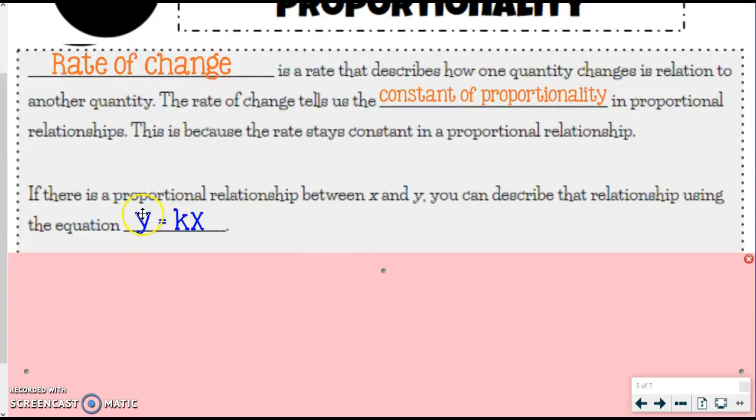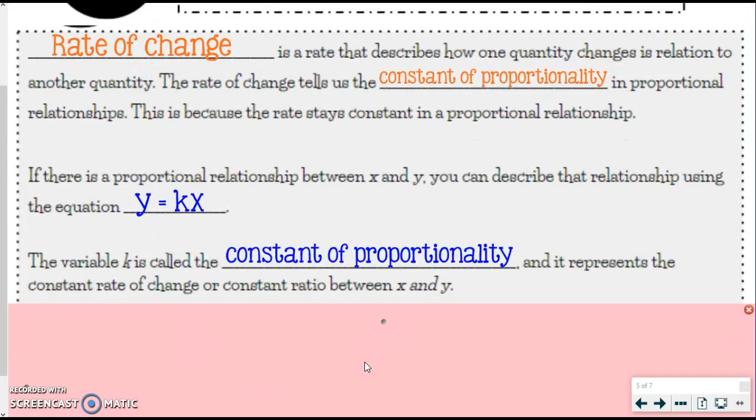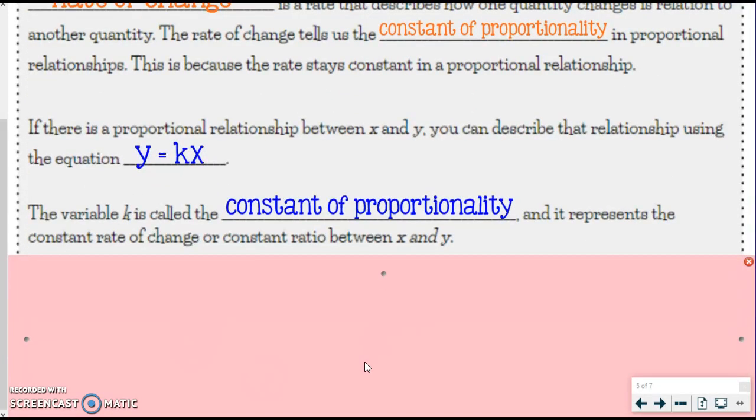Anywho, it's always going to be y equals, and then something being, I know, sorry, Cora's barking again. K is being multiplied to x. So it's always a multiplication situation when we're talking about proportional relationships. So anywho, the variable k is called the constant of proportionality, and it represents the constant rate of change or constant ratio between x and y.